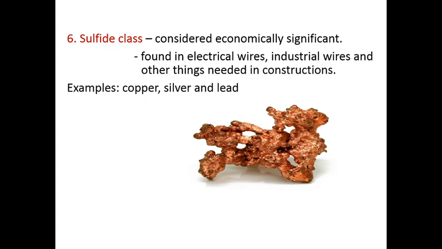Then we have the sulfide class, considered economically significant. It is found in electrical wires, industrial wires, and other things needed in constructions. Of course, some sulfides are mined as sources of metals such as copper, silver, and lead. And we have also zinc and even tin. So zinc and tin belong to the sulfide class.